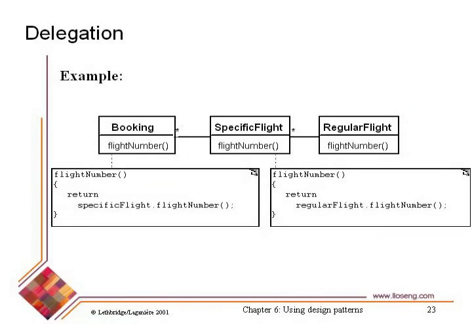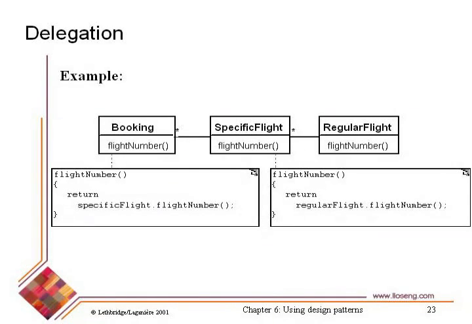Well, I delegate that to specific flight, because I don't know it. It's not stored inside the booking. It's stored somewhere else. So I pass the query to my neighbor in the class diagram, the neighbor that knows. But the specific flight doesn't even know the flight number, right? It's not stored in specific flight. It's stored in regular flight. So the specific flight, when it gets the method flight number, also delegates, a second level of delegation, to regular flight. Regular flight says, oh, okay, return my instance variable flight number. Returns to specific flight, returns to booking.